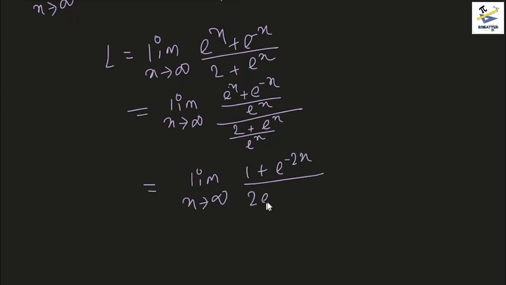Similarly, it should be 2 e to the power minus x plus 1, right? Now, since we know as x tends to infinity, e to the power minus x is 0, and so would be e to the power minus 2x. So this would give us 1 plus 0 by 2 into 0 plus 1, or 1 by 1, that is 1, right?